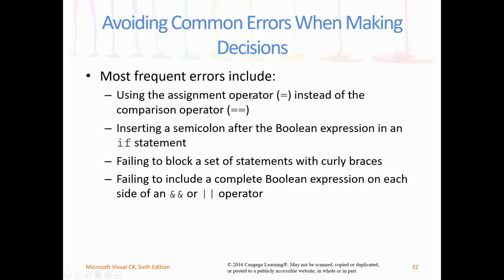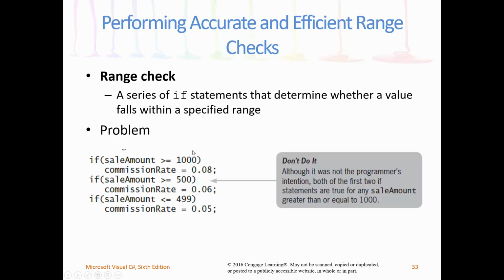All right. Common errors: using single equal when you mean a double equal, putting a semicolon at the end of an if, not having the right type of curly braces, maybe you have 6 left curlies and 5 right curlies, and being incomplete when you're writing your code in there.